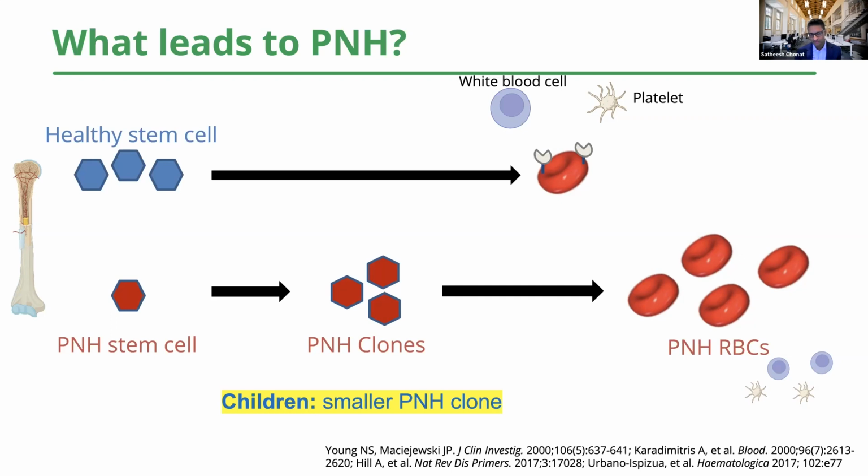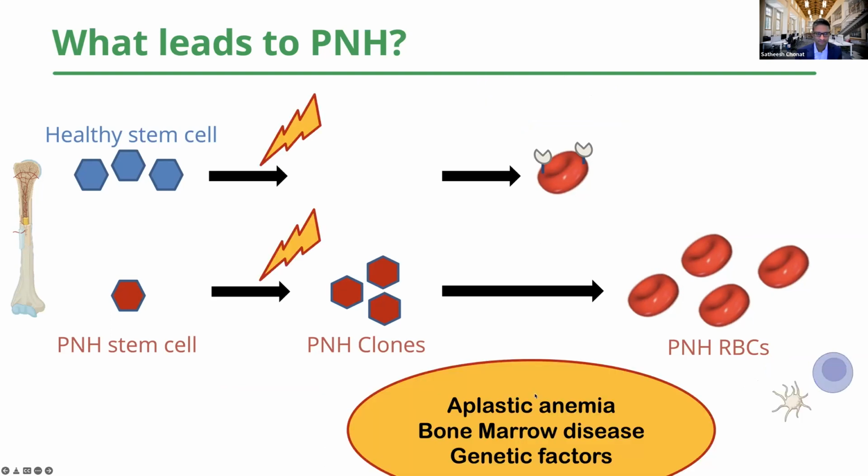Over the next few slides, I will try to highlight some of the differences that we know from the minimal amount of data in children, and what may be different between children and adults. From what we know, children tend to have a smaller PNH clone size, or the amount of these clones present in the bone marrow or in the peripheral blood, because the testing is typically done using a blood sample taken from the arm. And children tend to have a smaller PNH clone size.